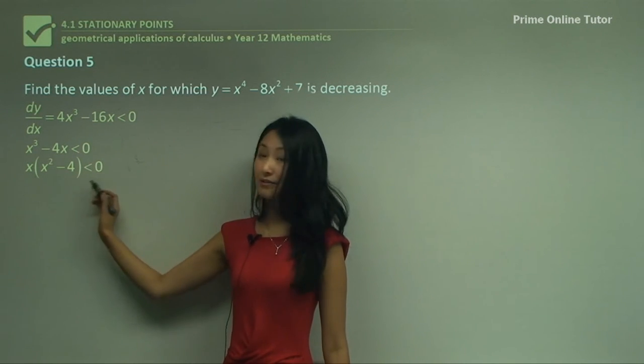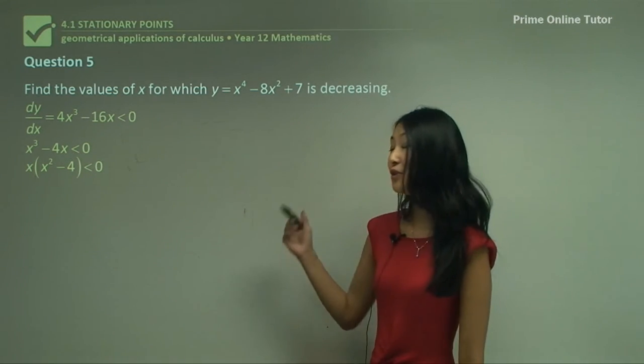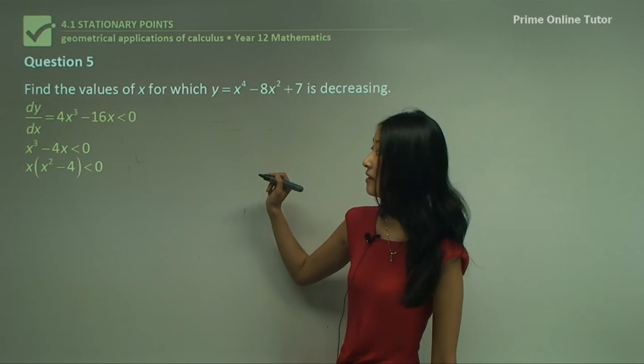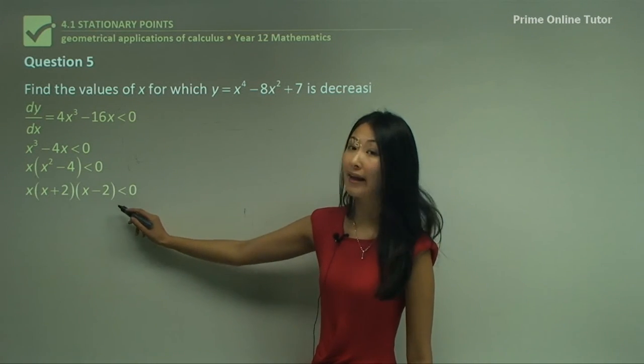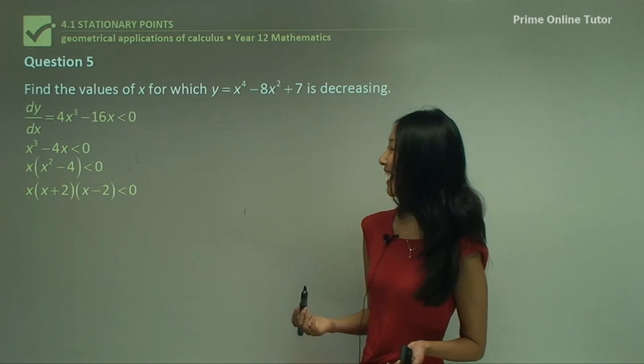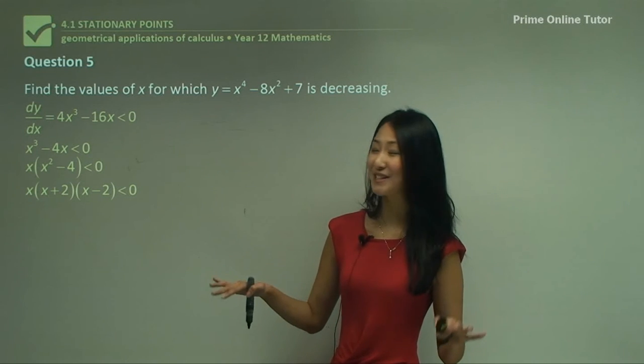Now, can we factorize this? Of course we can. Using the x squared minus 2 squared method, we get (x plus 2)(x minus 2). So it's a difference of two squares that we're using here. Okay, so now we've finally factorized it as much as we can.